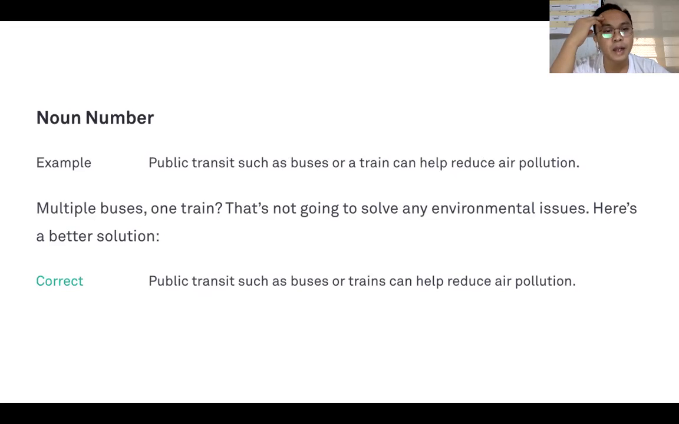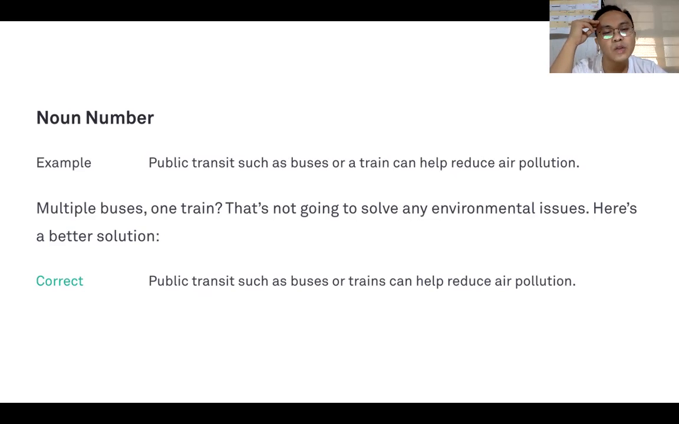Ngayon sa noun number naman, for example dito, public transit such as buses or a train can help reduce air pollution. So as you can see here, dalawa yung noun ulit natin. Mayroong buses and a train. So as understood natin, ang buses, it is a plural noun. Dahil nga may es, it is plural, hindi siya bus, but it is buses. So nakalagay multiple buses, pero yung train, it's singular kasi a train lang nakalagay.